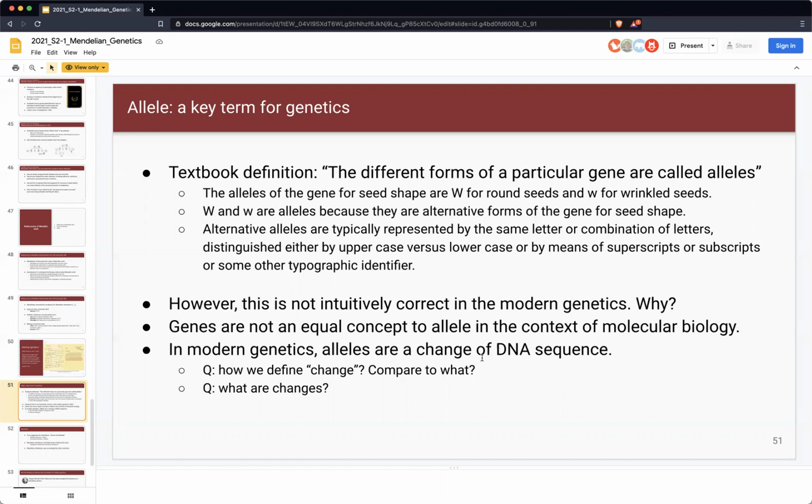We're going to discuss this in the consecutive sections. And you should also ask what the changes within our DNA sequence are. That is how the allele has to be understood in modern genetics. So you shouldn't confuse the terms gene and allele, because these are totally different ideas. Also, for Korean students, gene and allele are translated into quite similar words in Korean, and that is totally wrong.